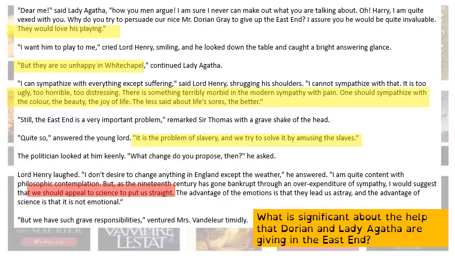So we certainly see here that Lord Henry especially, he has quite a dark, quite a harsh view of anyone that's beneath him in the world. He sees himself as someone who comes from a position of beauty, a position of the colour and the joy of life, and the less said about these life sores the better. He doesn't really want to be discussing the lower classes.